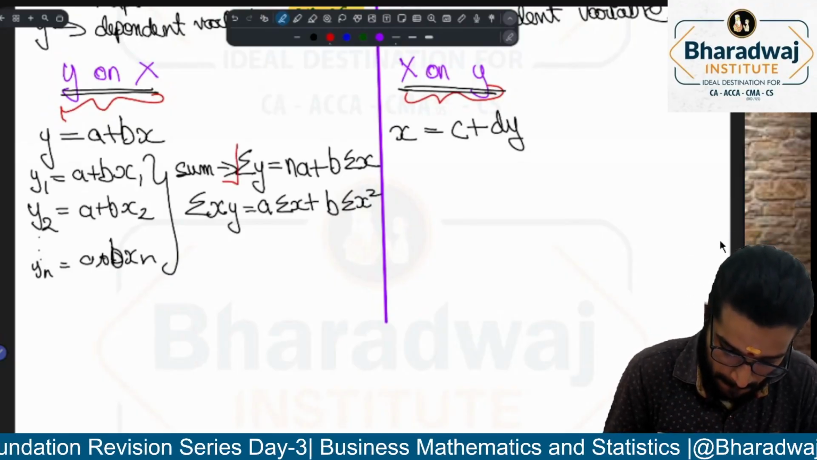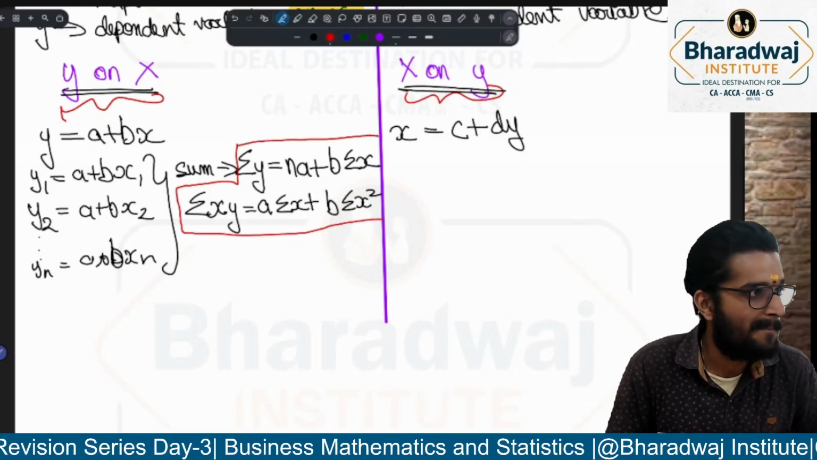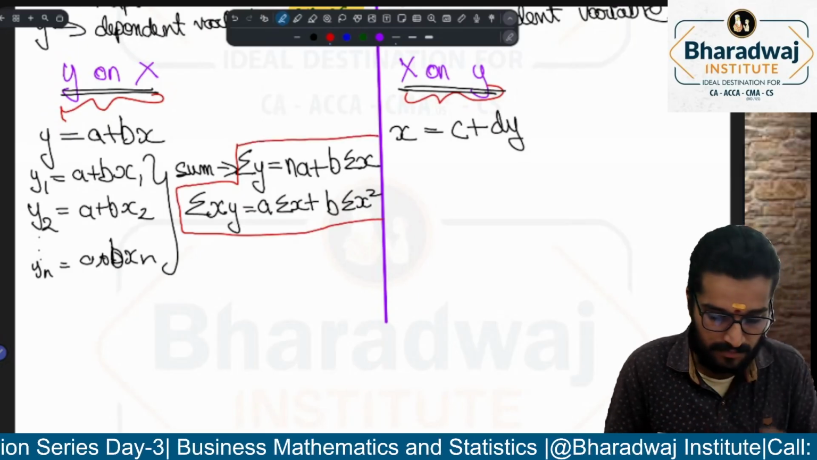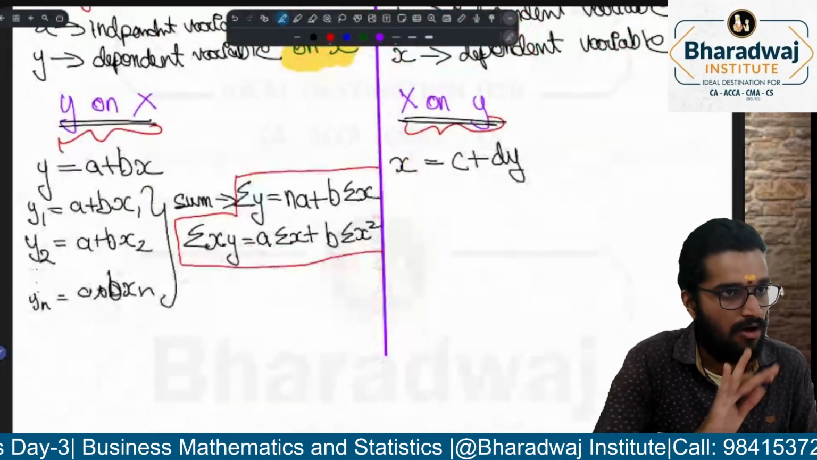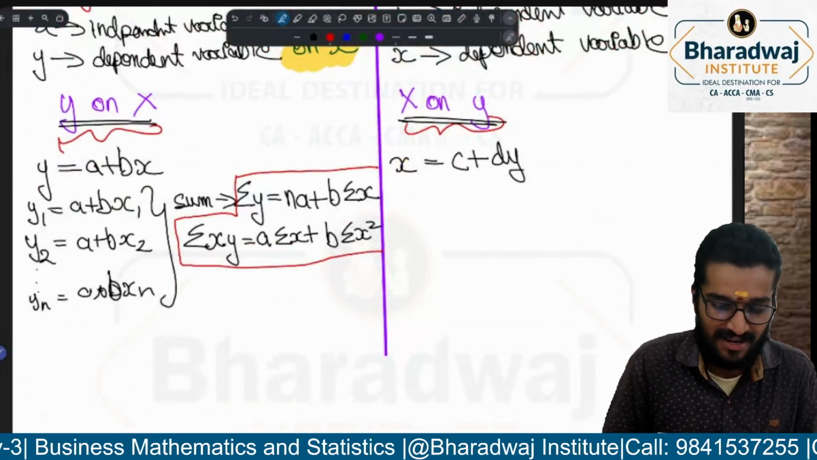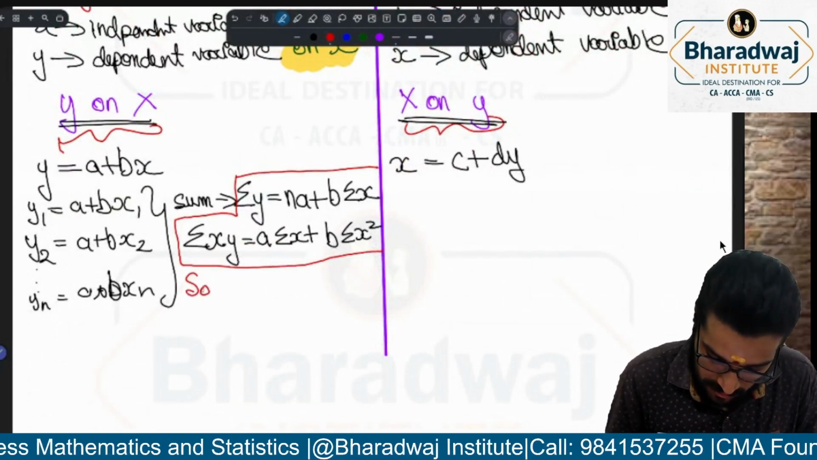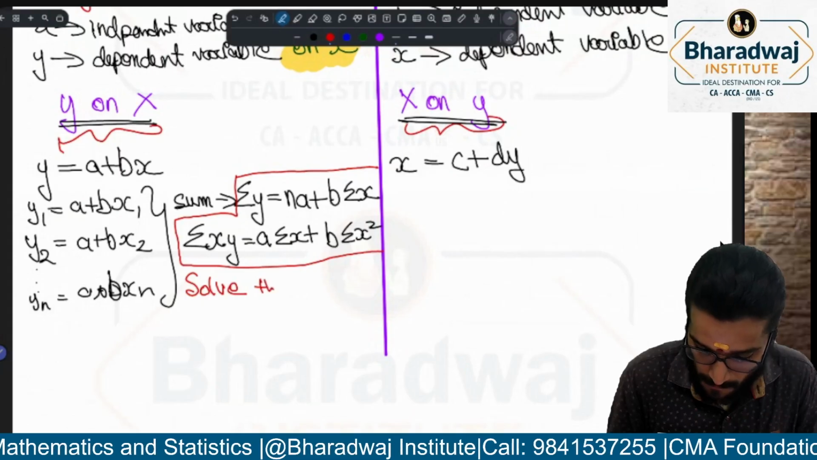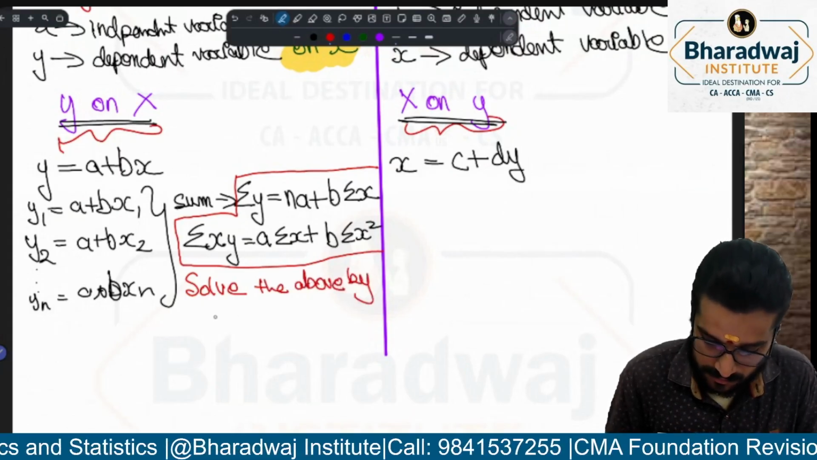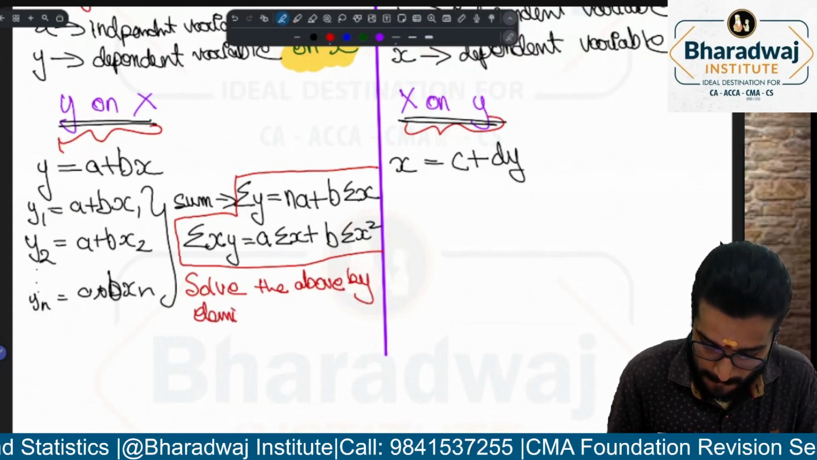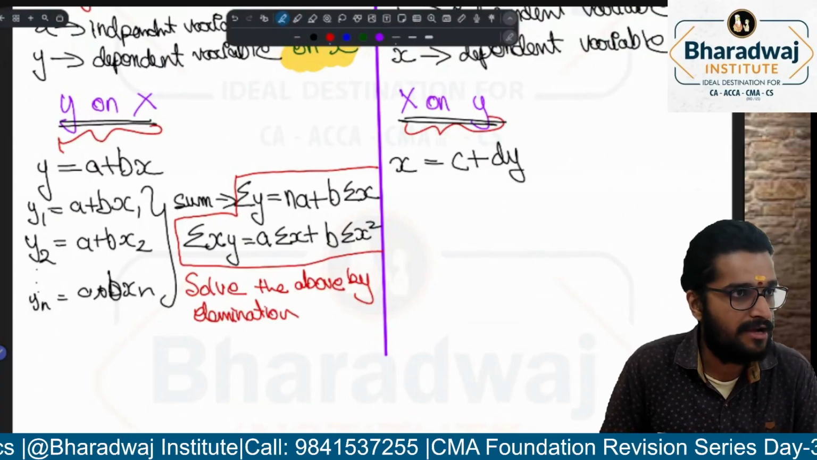See, from the data available with you, you will be able to get summation y, summation xy, summation x, summation x square, all these things, right? Try to substitute them in these equations and solve by elimination method. Solve the above by elimination, and you will get a and b.